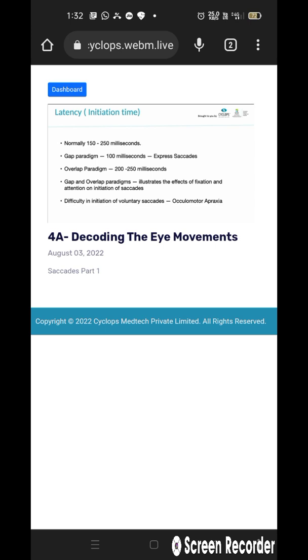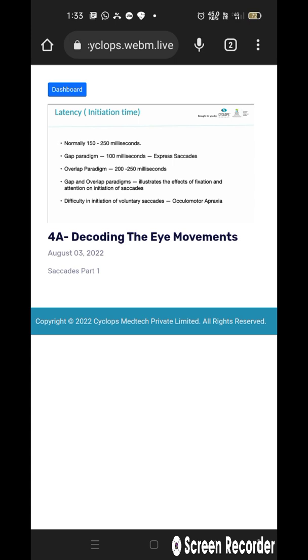Conversely, if the initial fixation target remains while a saccade is made to the new target, that is what we call the overlap paradigm. The saccade onset is delayed. It will be around 200 to 250 milliseconds. The gap and the overlap paradigms illustrate the effects of fixation and attention on the initiation of the saccades. Difficulty in initiation of voluntary saccades is usually seen in oculomotor apraxia.